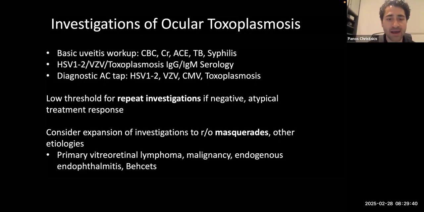And then one masquerade that you always have to think about is primary vitreoretinal lymphoma because it can sometimes present this way, as well as endogenous endophthalmitis, or you can get choroidal mets, but obviously that usually looks different.